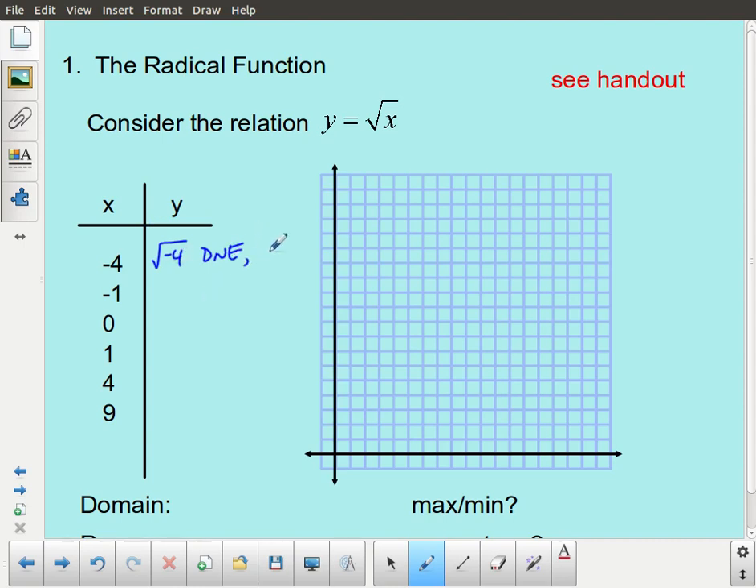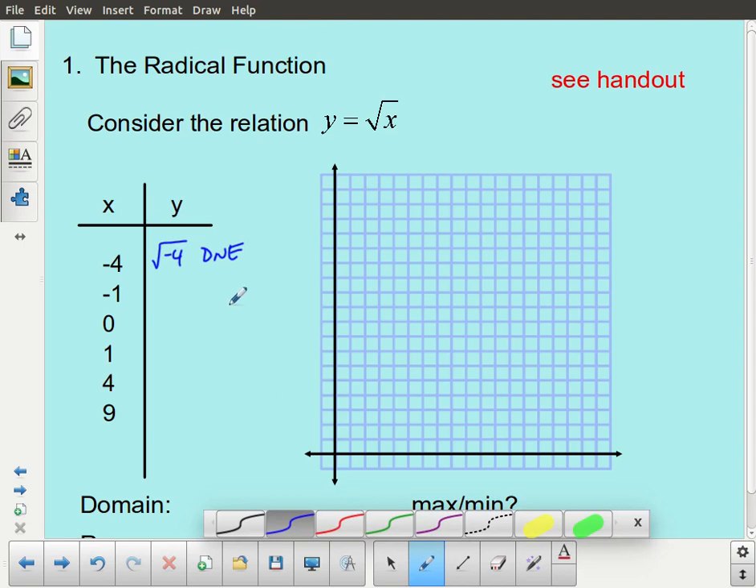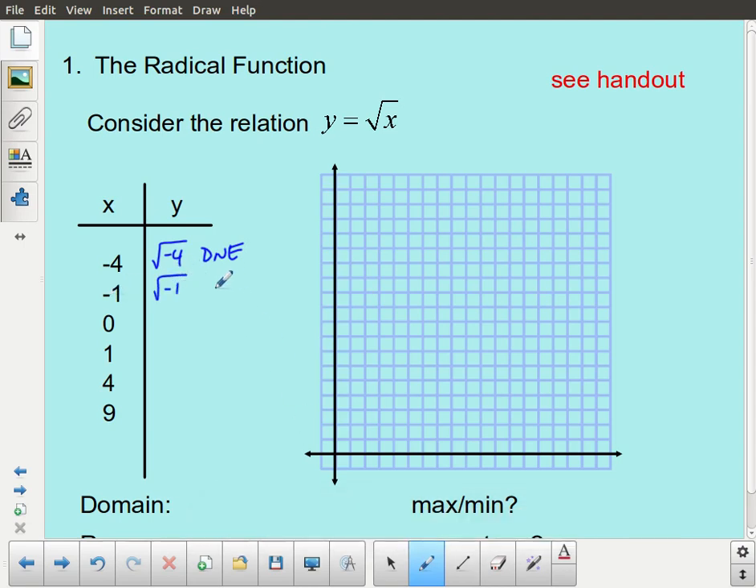Or another way sometimes we'll denote this would be inad, which is the short form for inadmissible. You're not allowed to take the square root of negative 4. I like to refer to it as does not exist. It's not a real number. The square root of negative 1 does not exist. The square root of 0, well, that works. That's just equal to 0.